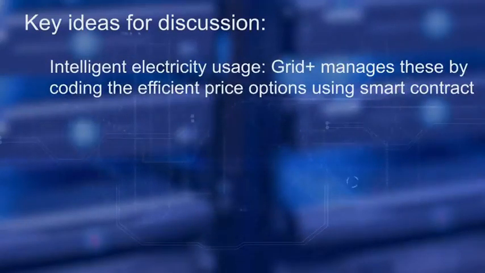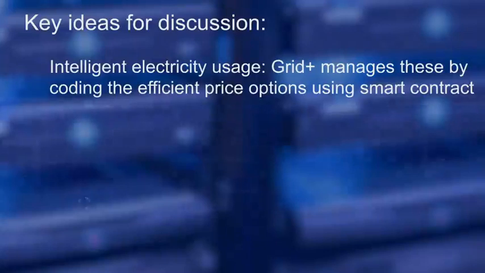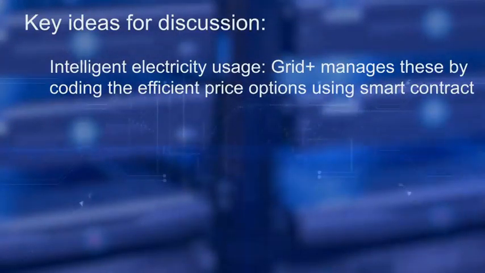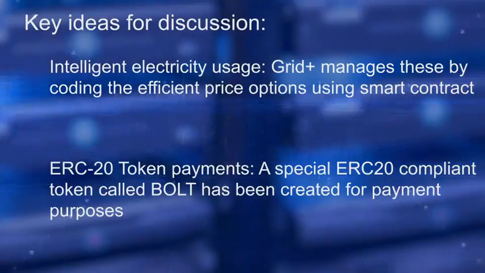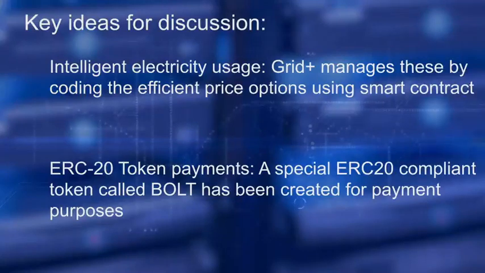Next key idea is intelligent electricity usage. Electricity trading is a complicated process with many intricacies. Grid Plus manages these by coding efficient price options for the customers using smart contracts. ERC20 token payments: a special ERC20 compliant token called BOLT has been created for payment purposes.